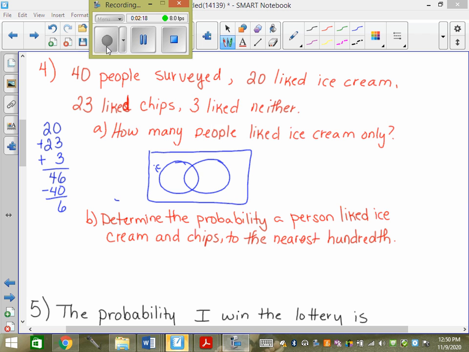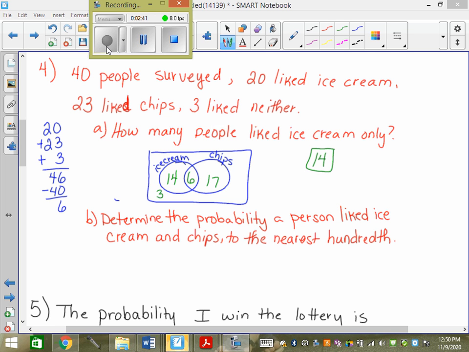So we have ice cream and chips. And we have 6. And then for ice cream, we have 14 only. For chips, we have 17 only. And then here we have 3. So how many people liked ice cream only? 14.